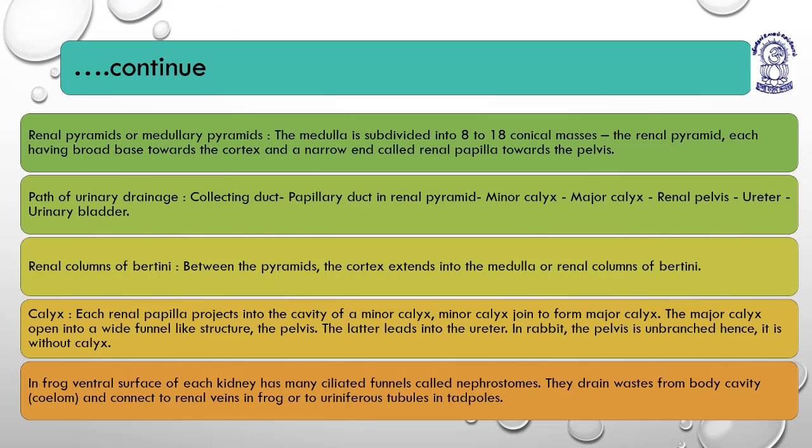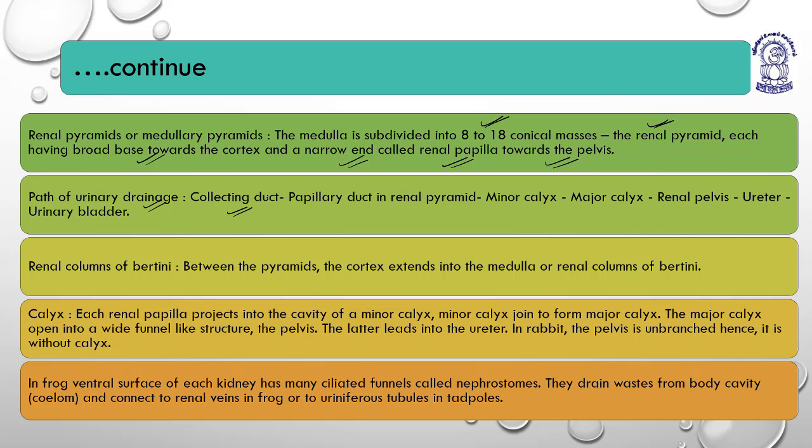So the renal pyramids or the medullary pyramids. The medulla is subdivided into 8 to 18 conical masses known as renal pyramid, each having a broad base towards the cortex and a narrow end called renal papillae towards the pelvis. Path of urinary drainage. Collecting duct.